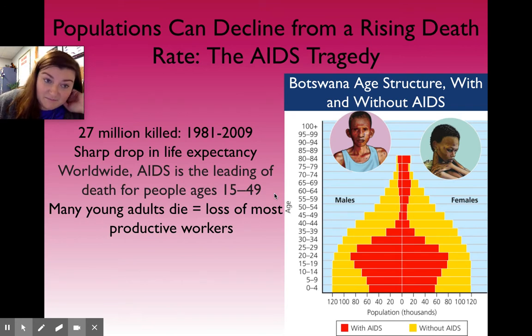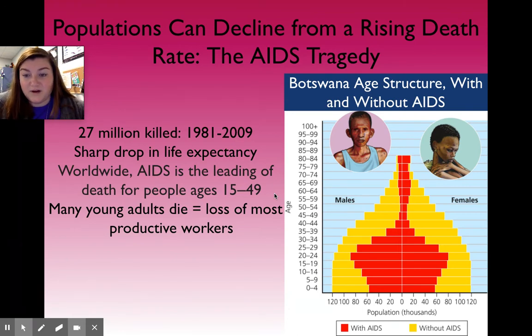And because many young adults die from AIDS, it causes populations to lose their most productive workers when they're at that young adult age where they're supposed to be thriving. I don't know, I'm at that age, don't know if I'm thriving, but you know what I mean. That most productive stage of life.